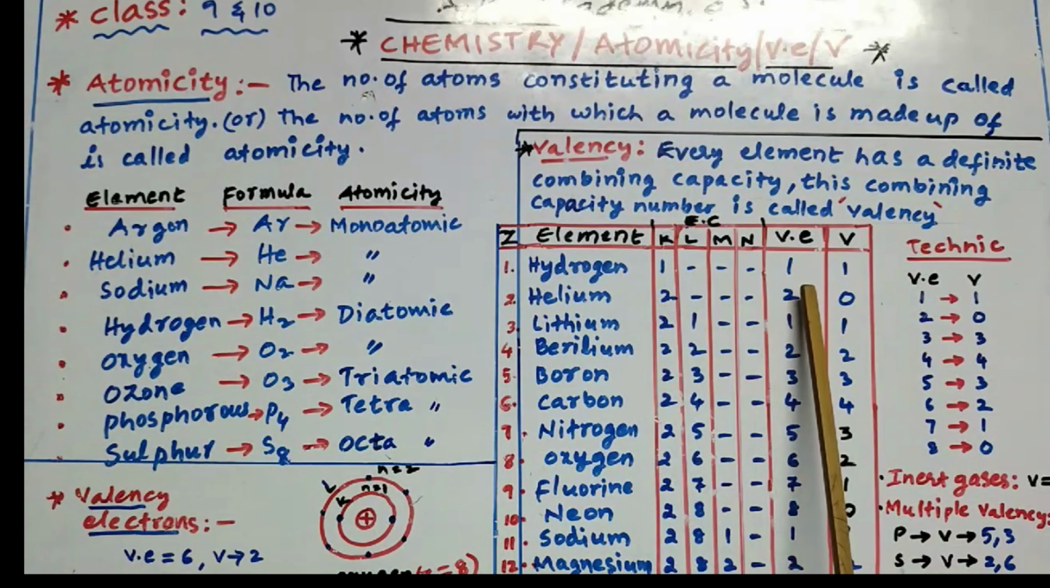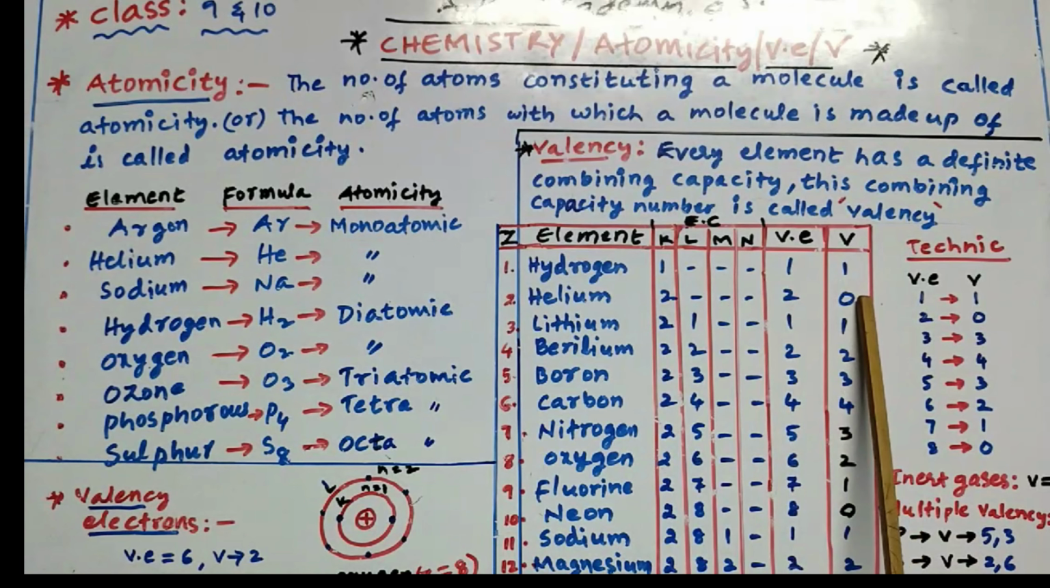It already has a stable duplet configuration, so its valency, combining capacity, is 0. Lithium has first shell 2, second shell 1, the second L shell is the last shell, so valence electron 1 and valency 1. Beryllium 2, 2, valence electrons 2. Boron valence electrons 3. Carbon valence electrons 4. Nitrogen 2, 5, valence electrons 5. Oxygen valence electrons 6. Fluorine 2, 7, valence electrons 7. Neon valence electrons 8. Sodium valence electron 1, magnesium valence electrons 2.